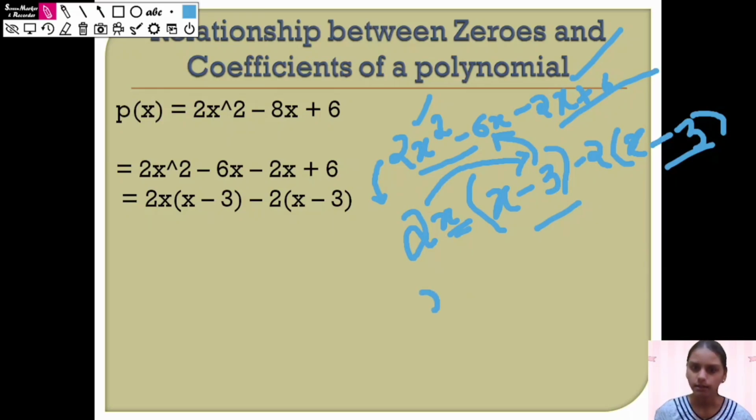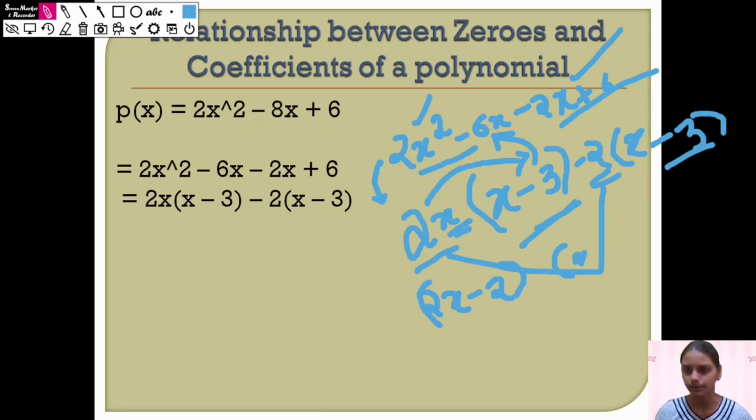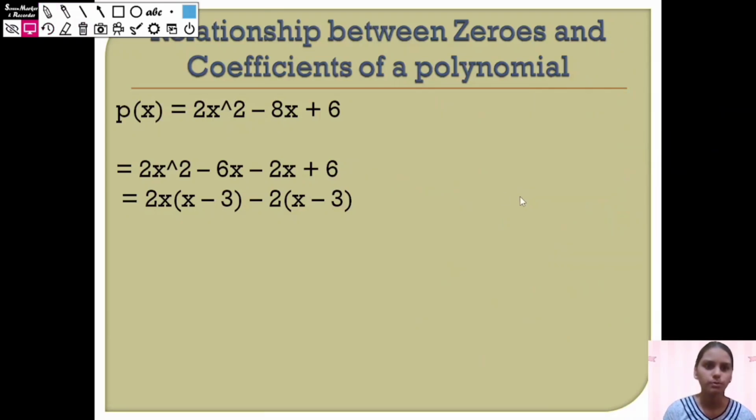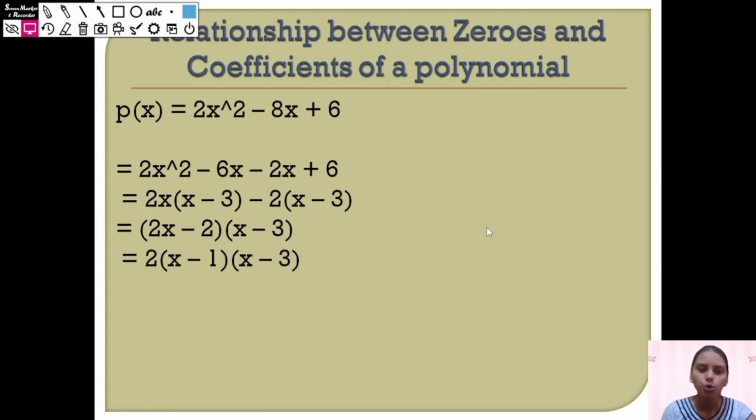Now what I'll do is 2x minus 2, this one and this one, right? And next one more thing is x minus 3. So this is how you are going to solve this. Let me show you in proper way here. See, 2x minus 2, and one more thing you can do is take 2 from here only. Here also you have 2, here also you have 2, so you can take 2 as common. If I take 2 common, then x minus 1 and x minus 3 you get.